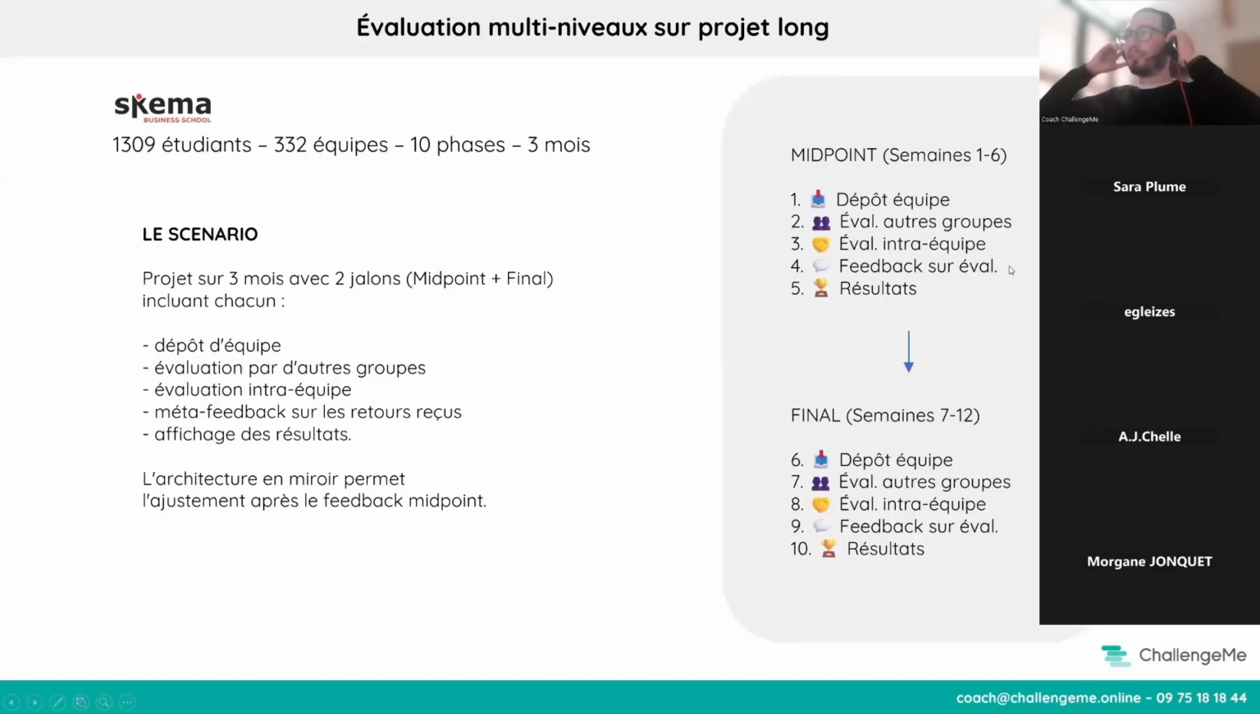So we'll start with the first one, which was launched by Schema with 1,309 students, a large cohort. These 1,309 students were divided into 332 teams, and there were 10 phases in total. This project lasted 3 months. So how did it go? The format of this scenario was really iterative and also somewhat a mirror format, where at first the students were asked to submit a team assignment.